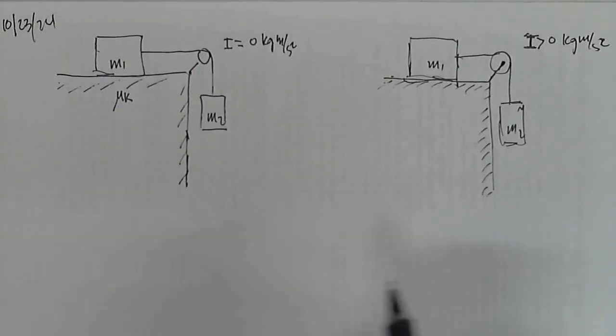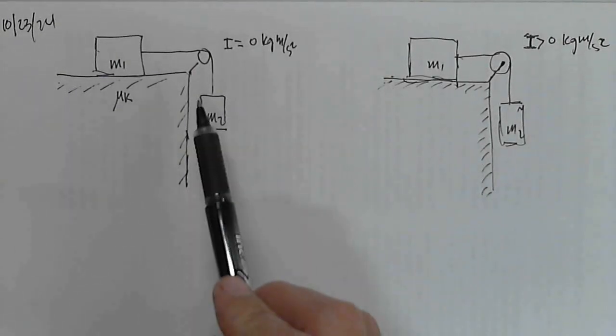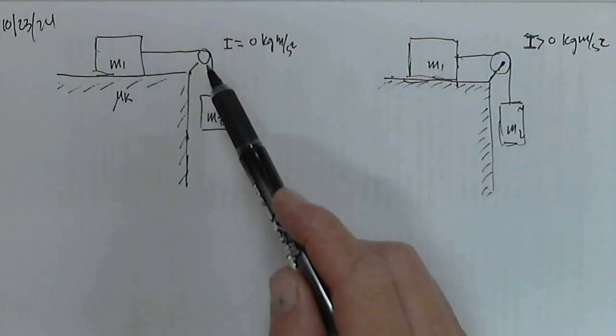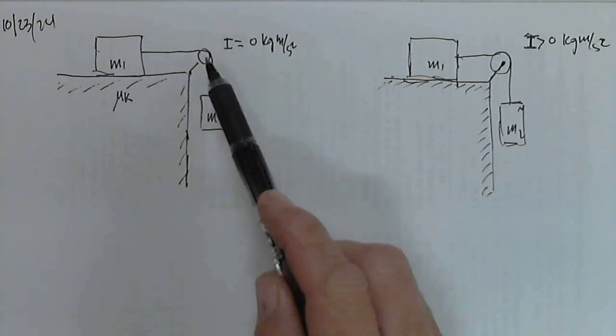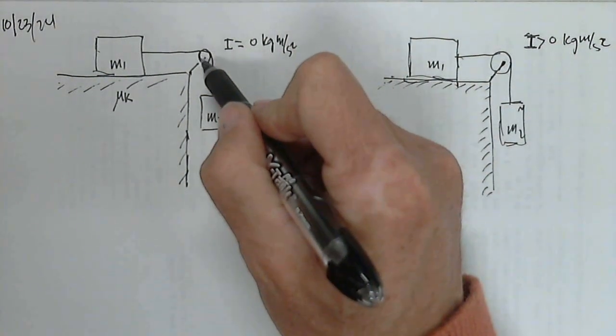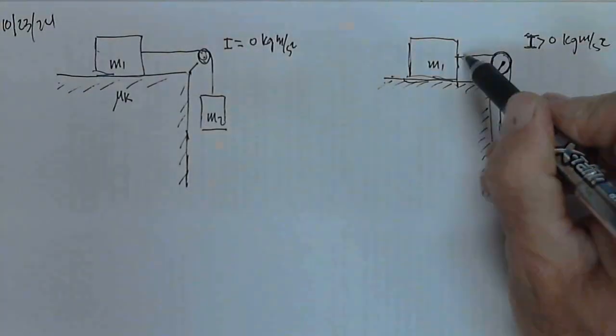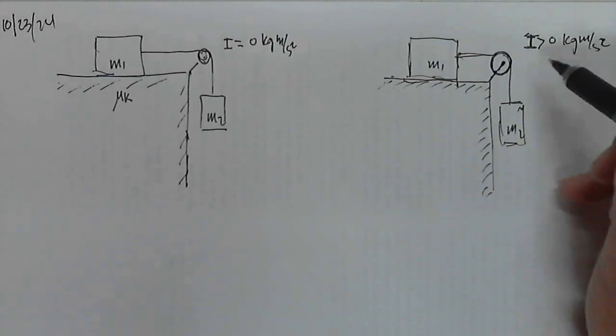Hello, and we are going to be solving these problems. This is called, for some reason, a half Atwood machine. The pulley has zero moment of inertia, and then we are going to solve it again with the pulley having moment of inertia.